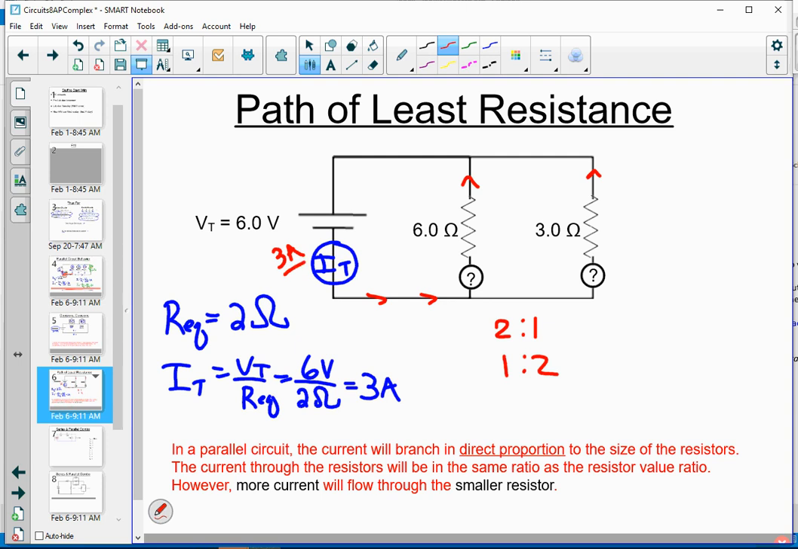So a 2-to-1 ratio applied to 3 amps will leave us with 2 amps and 1 amp. So this meter must read 2 amps because the smaller resistor will get more current, and this meter must read 1 amp, which gets us to the 3 amp total current.